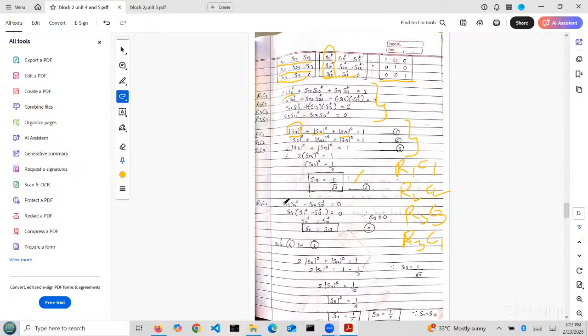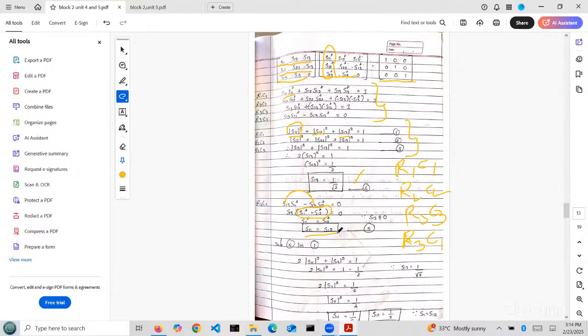From here, I am taking S13 common. From this equation, S13 common. What are the terms we are left with? S11 star minus S12 star is left. From the previous, we got S13 equal to 1 by root 2. So S13 is not equal to 0. Then which term is equal to 0? S11 star minus S12 star equal to 0. If this is equal to 0, we can write S11 equal to S12.